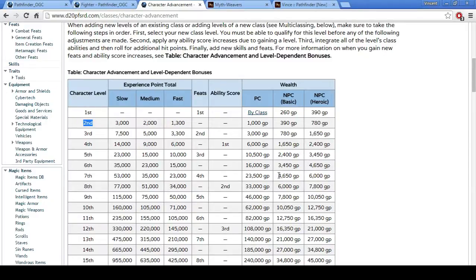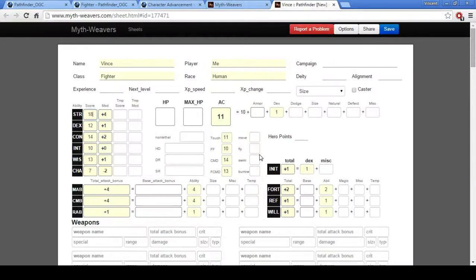So this is extra stuff you get. If you're making just a level 1 character, you are going to get an extra feat. You're going to get a feat, regardless of who you are. And we are a human. Human gets an extra feat, and we are a fighter, so they're going to get an extra feat too. So we have 3 feats to pick from.